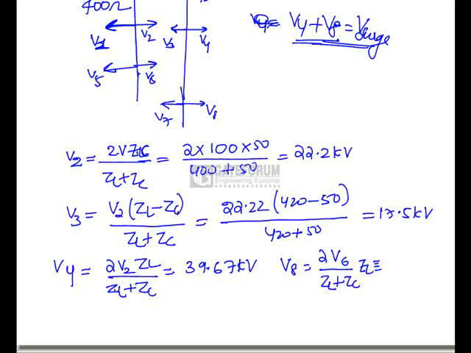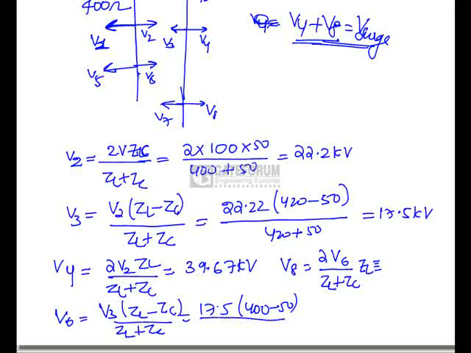V8 is equal to 2 times V6 divided by ZL plus ZC into ZL. We have to find V6 here. V6 is equal to V3 times ZL minus ZC by ZL plus ZC. So this is 17.5 into 400 minus 50 divided by 400 plus 50, which is 13.6 kilovolts. Substitute here 2 into 13.6 into ZL by ZL plus ZC, and you will get 24.3 kilovolts.